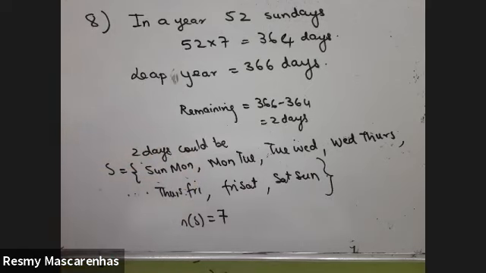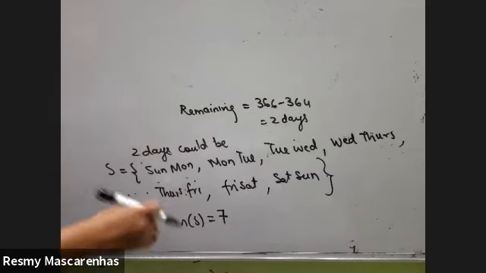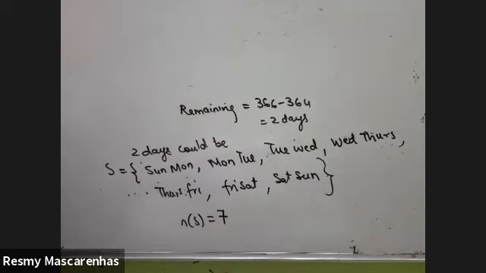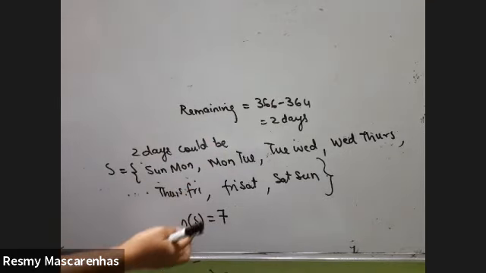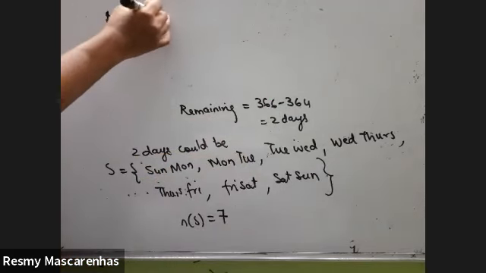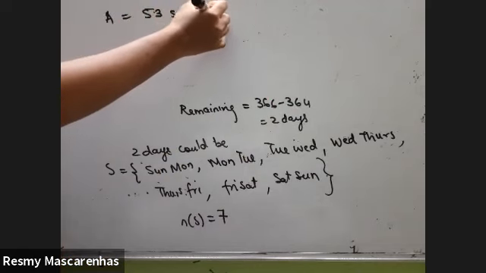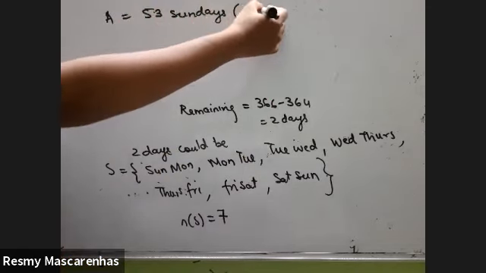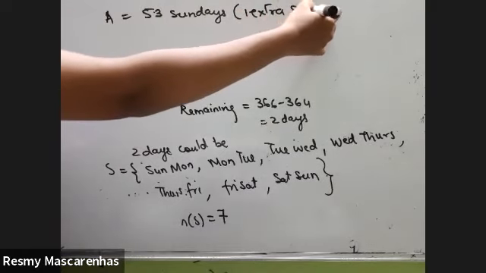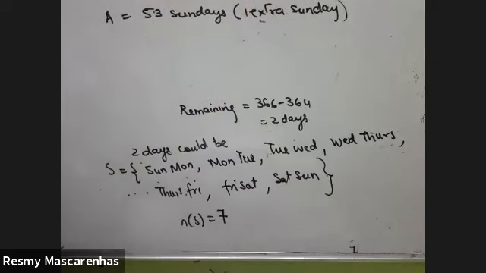The main question which has been asked now is the probability that one Sunday is the extra Sunday. So 52 Sundays were already done. So what are the chances that the last 2 days could have a Sunday in them? So A is 53 Sundays, meaning one extra Sunday other than 52. This is for your understanding: 52 are compulsorily there in the year.